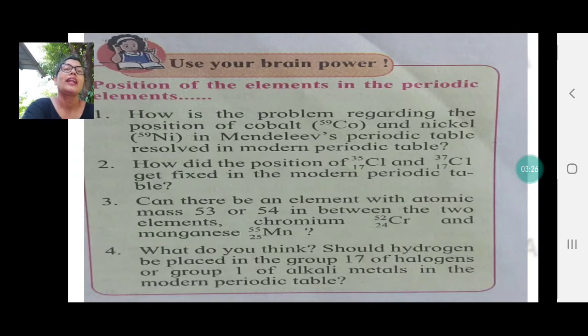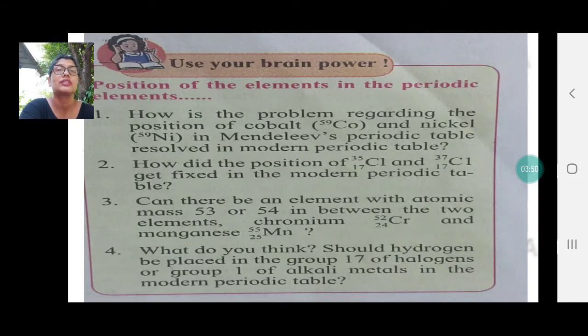Right? Now what do you think? Should hydrogen be placed in group 17 of halogens or group 1 of alkali metals in the modern periodic table? This was one of the flaws or demerits of Mendeleev. The position of hydrogen was not fixed. Okay, now in the modern periodic table, the problem is kind of sorted out. Now why is there confusion regarding hydrogen?